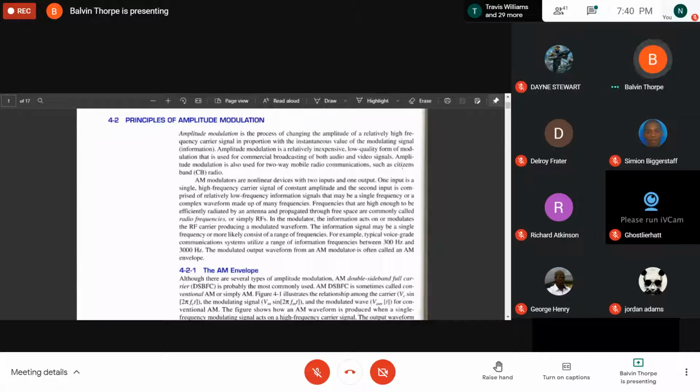All right. So from what we're seeing, pretty much you can see the definition principle of amplitude modulation.